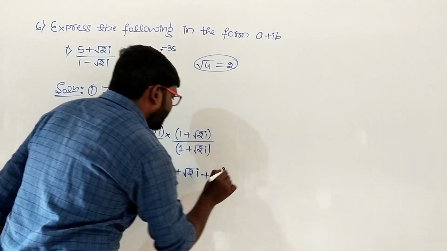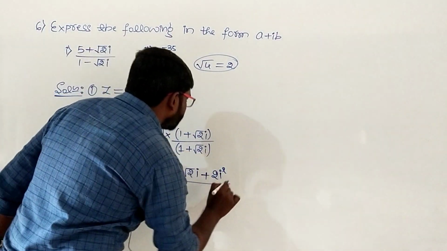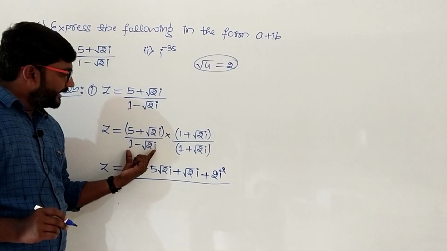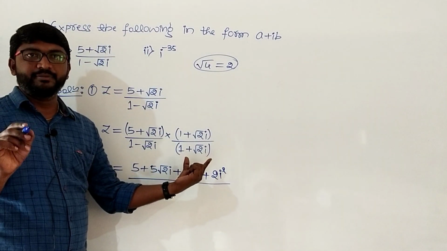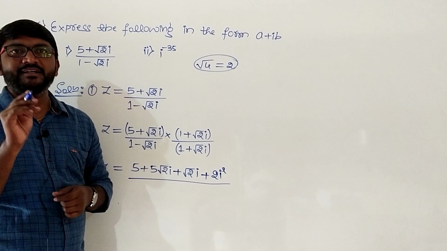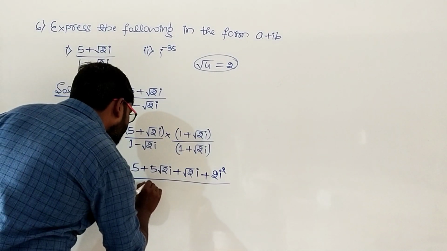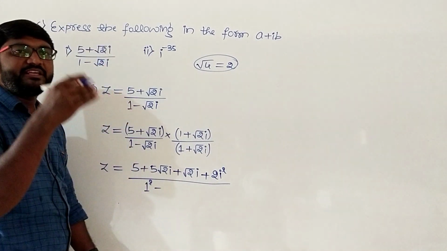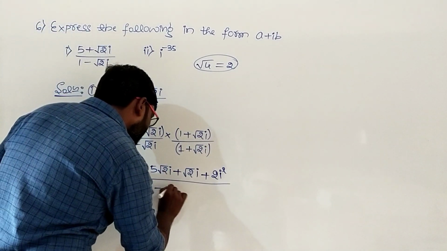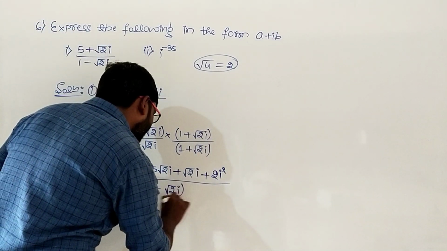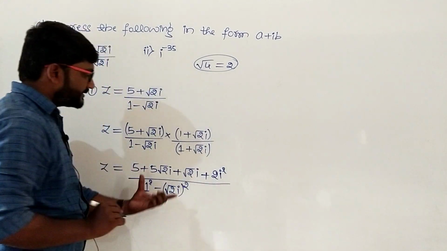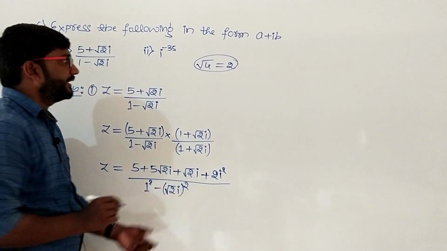It is I square. And then the denominator is again in the form of a minus b into a plus b. That can be written as a square minus b square. A square is 1 square here. It is 1 square. Then minus b square, that is root 2 into I the whole square. Now let us simplify the numerator as well as the denominator.